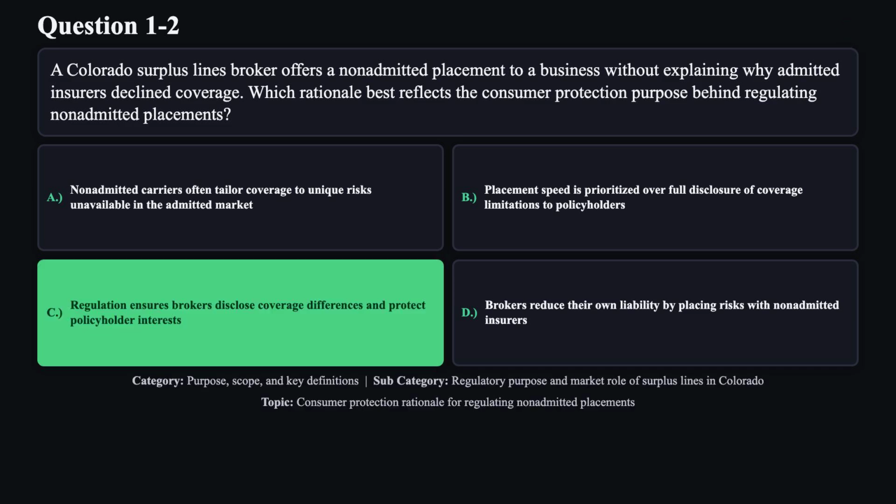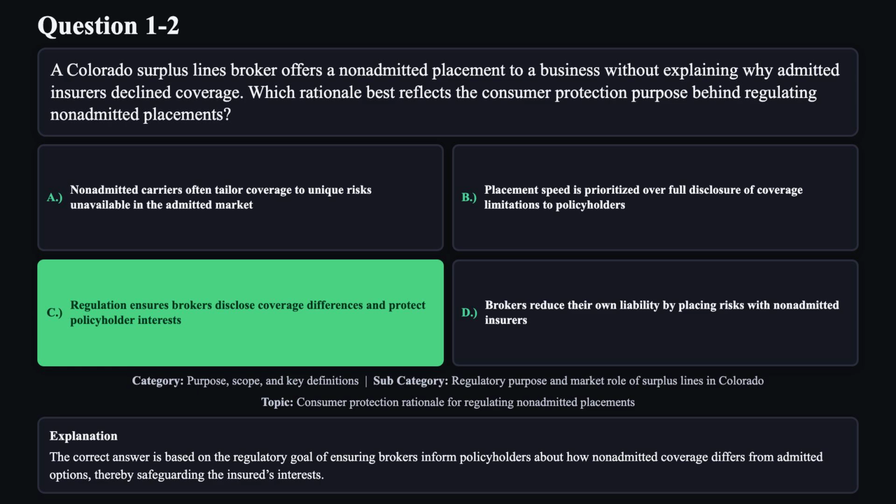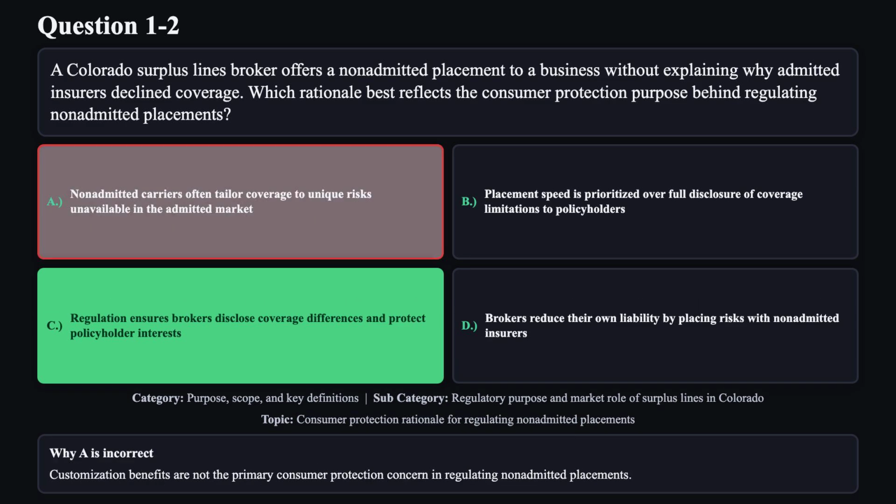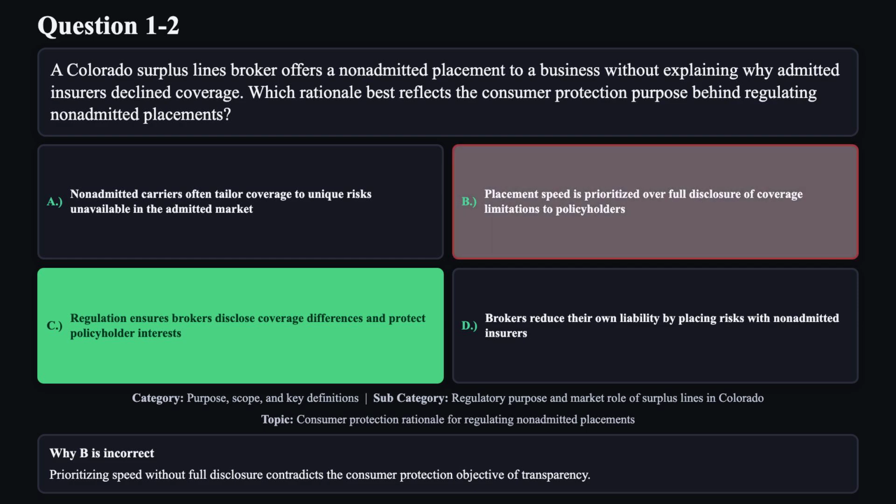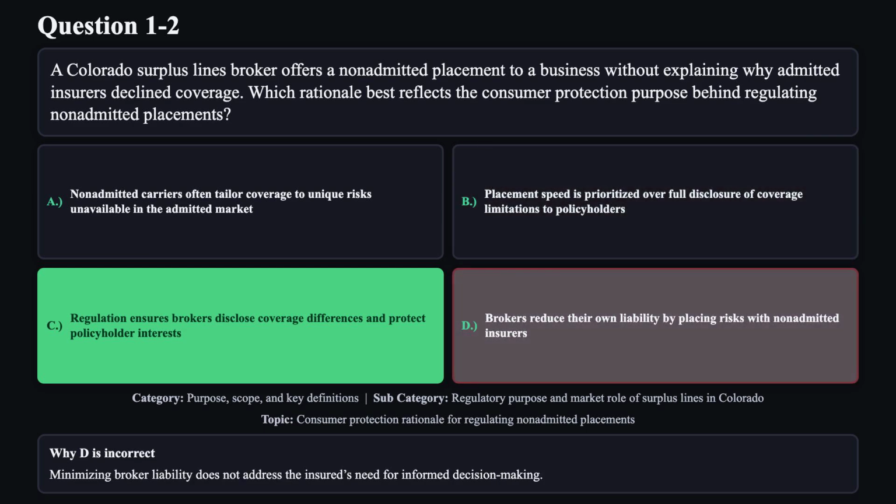The correct answer is C. The correct answer is based on the regulatory goal of ensuring brokers inform policyholders about how non-admitted coverage differs from admitted options, thereby safeguarding the insured's interests. Reason A is not correct. Customization benefits are not the primary consumer protection concern in regulating non-admitted placements. Reason B is not correct. Prioritizing speed without full disclosure contradicts the consumer protection objective of transparency. Reason D is not correct. Minimizing broker liability does not address the insured's need for informed decision-making.